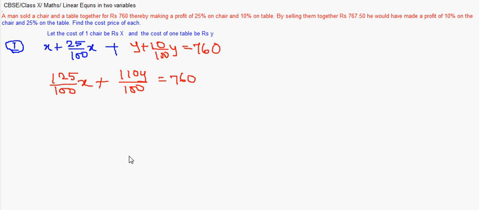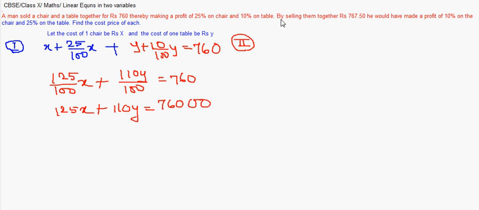This is our first equation, not yet complete though, because I need to remove this fraction part. So if I take LCM, that gives me 100. So it is 125x plus 110y equals 76000 if I cross multiply that. This is case 1. Let us take up case 2 now.